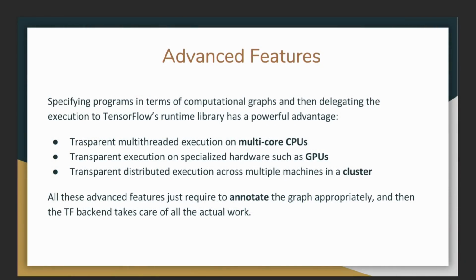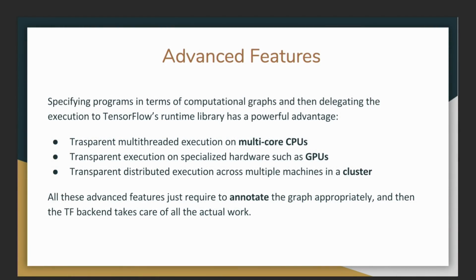You define a computational graph. It's a very, very abstract view of the computation you need to do. And then TensorFlow gives you simple ways of annotating this graph and just saying, this op should be on this device, this op should be on this other device. And then the TensorFlow backend takes care of actually doing all the scheduling across the different devices.